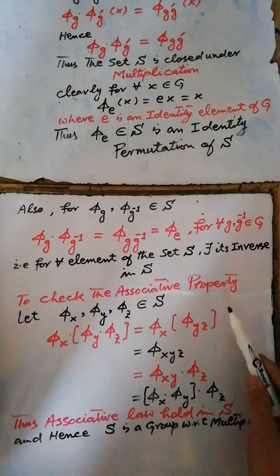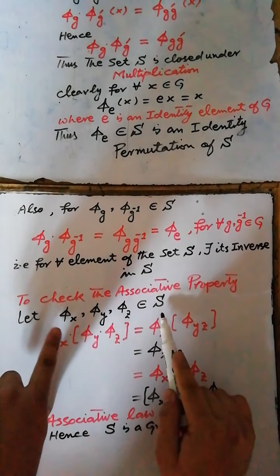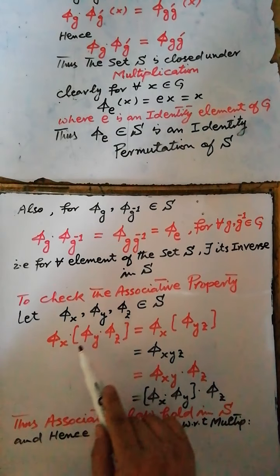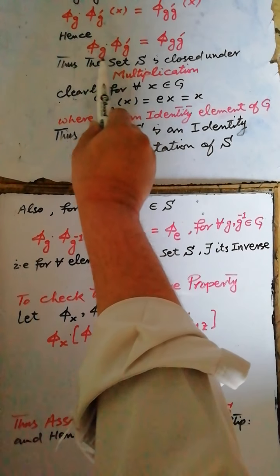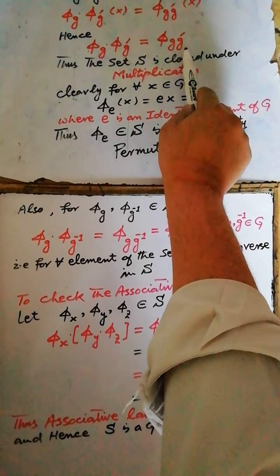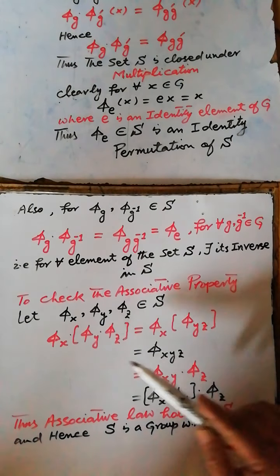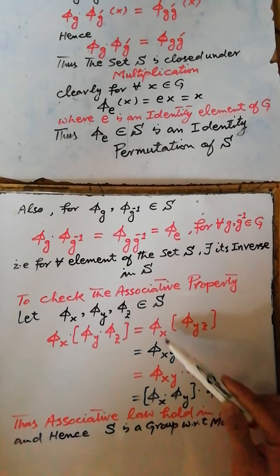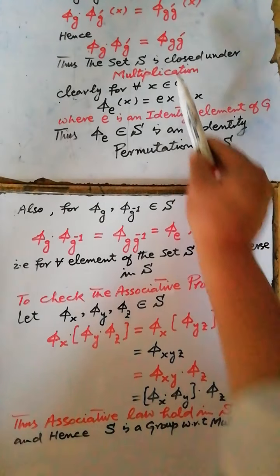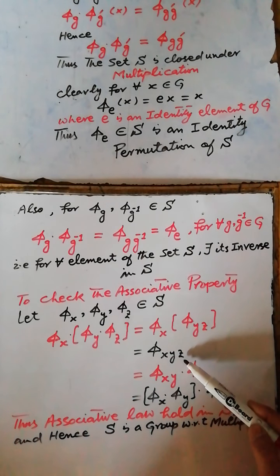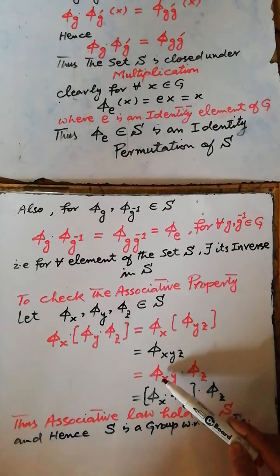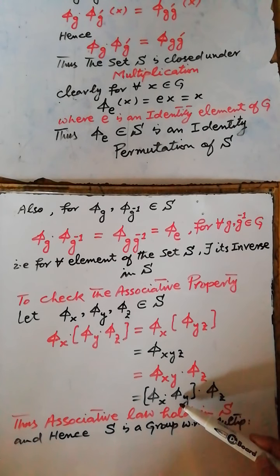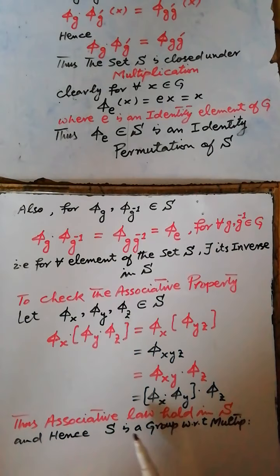Also, to check the associative property, let pi x, pi y, pi z be any three elements of the set S. Then pi x multiplied by pi y pi z is equal to pi x multiplied by pi y z, according to the above calculation, which is equal to pi x y z, which is also equal to pi x y multiplied by pi of z, which is equal to pi of x and pi of y multiplied by pi of z. That is, the associative property holds in the set S.